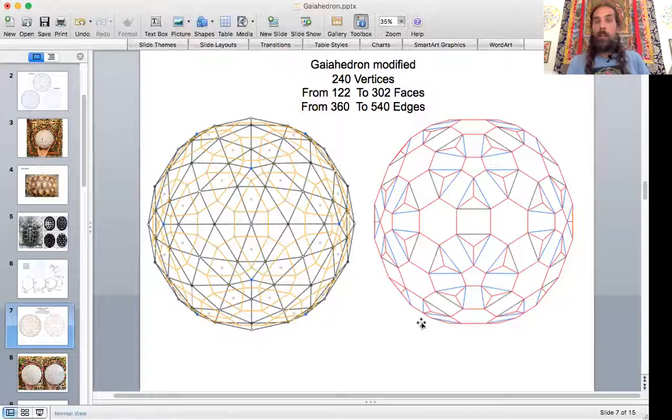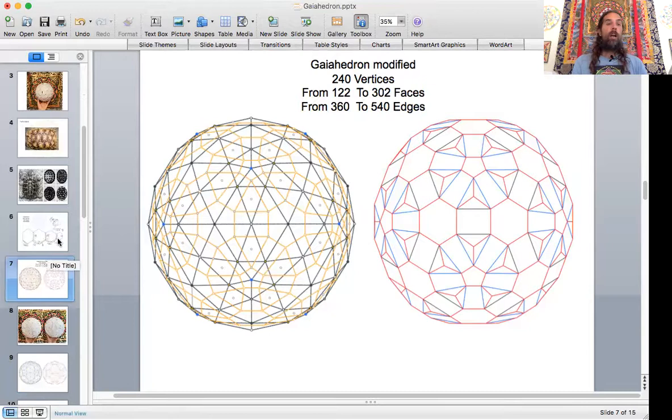Okay, we're back. The Gaiahedron originally had 122 faces, and now it has 302 faces because you're segmenting that little equilateral triangle. I mean, it's not even equilateral. It's this triangle into three separate pieces. And it also has another 180 edges on top of that, because now we've got 3 to each of these triangles here. So we've got 540 edges on that one.